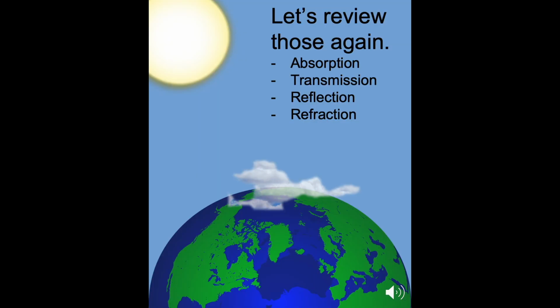Let's review that again. Let's say that this beam of light energy right here gets released from the sun, travels through air, and then changes its speed and direction as it passes through the water. Is this bending of light called absorption, transmission, reflection, or refraction? This is an example of refraction.